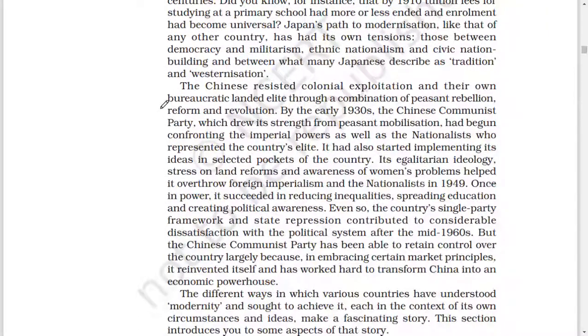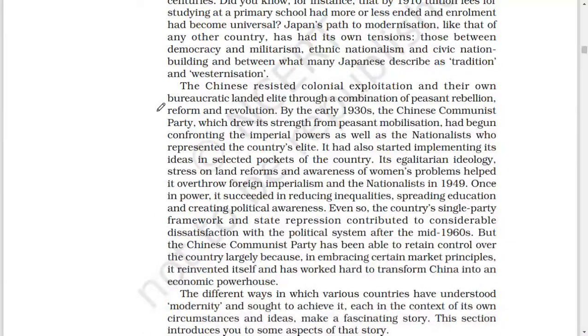The Chinese resisted colonial exploitation and their own bureaucratic landed elite through a combination of peasant rebellion, reform and revolution. By the early 1930s, the Chinese Communist Party, which drew its strength from peasant mobilization, had begun confronting the imperial powers as well as the nationalists who represented the country's elite. It had also started implementing its ideas in selected pockets of the country.